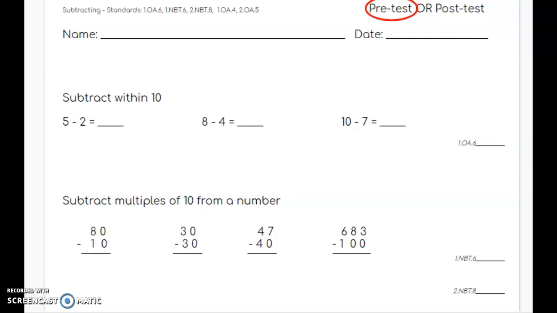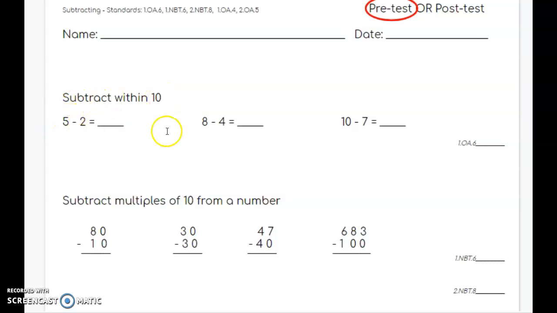We are subtracting today on our test. Please make sure your name and the date is on top of the test. And then we're going to do 4 sections today. Please do what you can. Remember, you may always pause or rewind this video if you need to listen to directions or write down an answer. The first section, we're subtracting within 10.